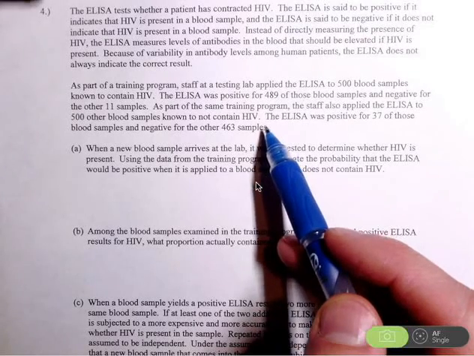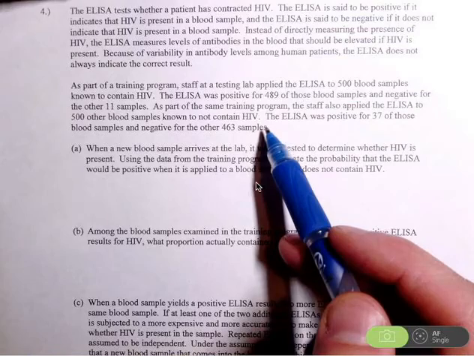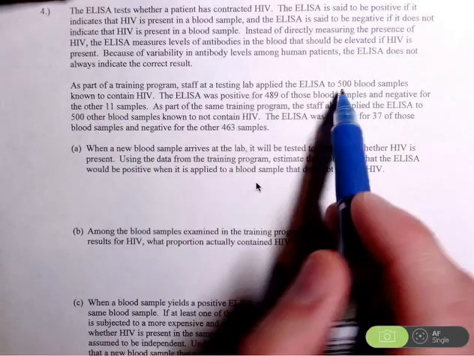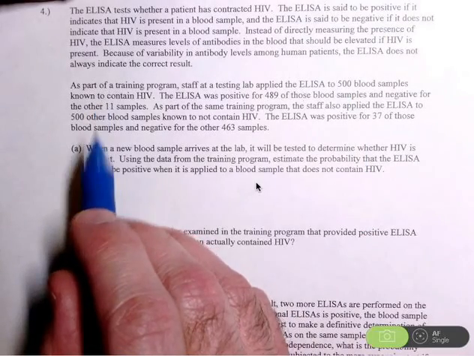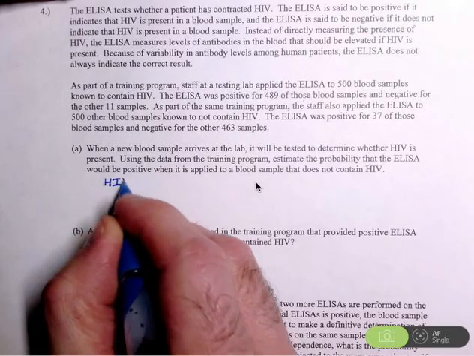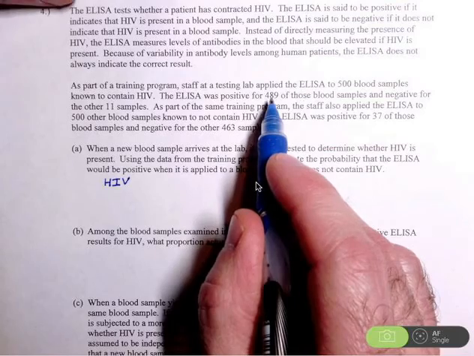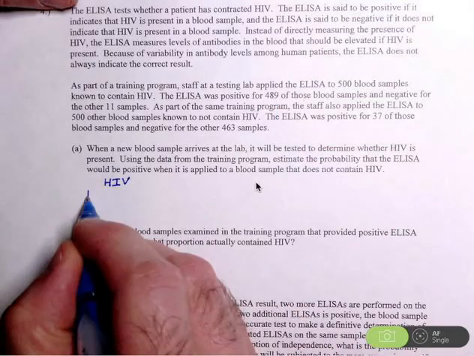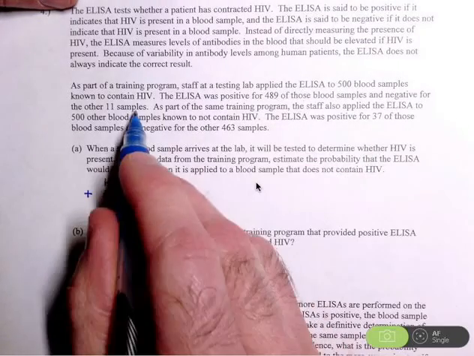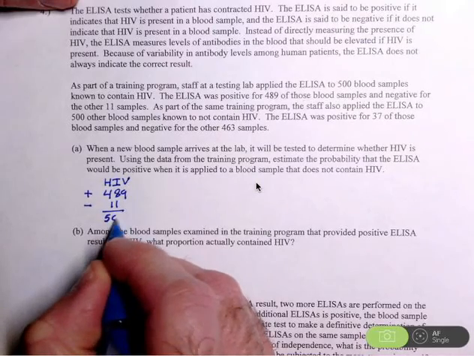You can answer questions A and B quite quickly if you take the time to organize those numbers. I would organize them in a table. So we're starting with blood samples, 500 of them that are known to contain HIV. Of those, the ELISA is positive for 489 of those samples, which means that it's negative for the other 11 samples. So that's for a total of 500.